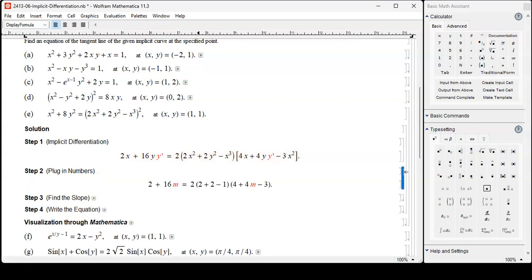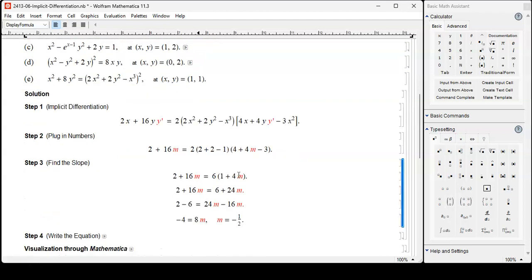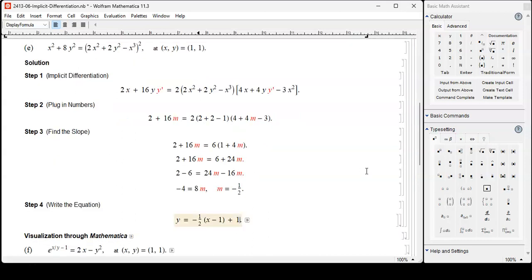All right, we have to plug in numbers. Go ahead and plug in numbers. x is 1, y is 1, and y prime is m. Do your computation, what do you get? 2 plus 16m, and then 2, and then 4, 3, 6 times, so right. 1 plus 4m, and then break up the parentheses. I'm getting m equals -1/2. Okay, slope and the point. We have the answer.